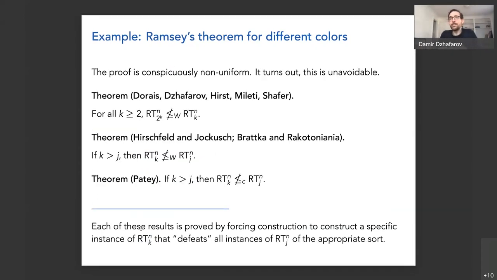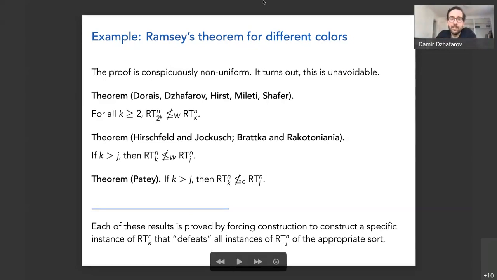But this is conspicuous about this proof, and you might ask, is that necessary? Is there a proof where you can do away with this case analysis, or maybe a proof where you don't have to use Ramsey's theorem for two colorings twice? Maybe you can just use it once. And it turns out the answer is no, and we can answer that quite precisely using these finer reducibilities. Provability over RCA0 does not allow us to separate RT^n_3, Ramsey's theorem for three colorings, and RT^n_2, Ramsey's theorem for two colorings. But these finer reducibilities do.